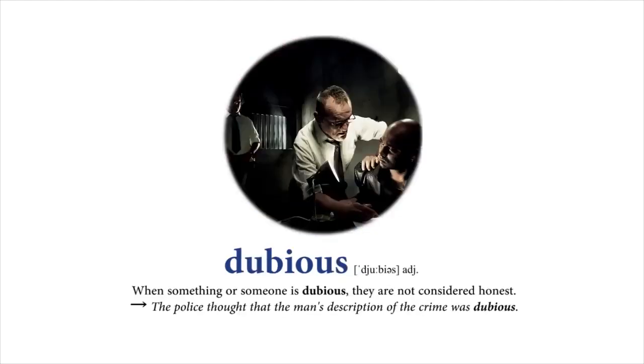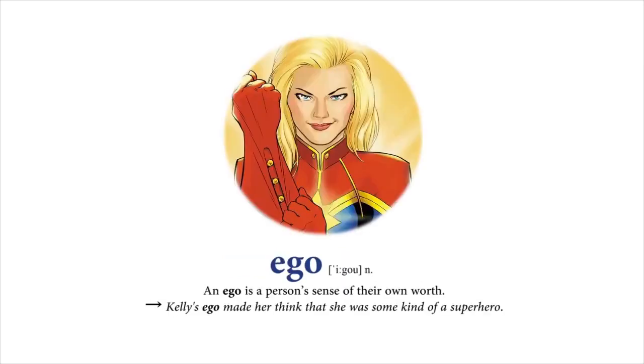Dubious. When something or someone is dubious, they are not considered honest. The police thought that the man's description of the crime was dubious. Ego. An ego is a person's sense of their own worth. Kelly's ego made her think that she was some kind of a superhero.